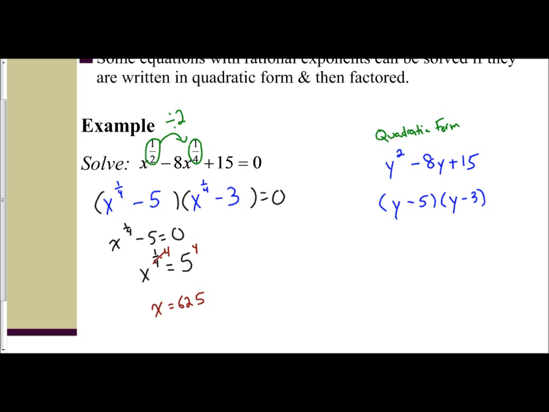Same idea here. Set x to the 1/4 minus 3 equal to 0. So x to the 1/4 equals 3. To cancel out a 1/4 power, you raise it to the 4th power. And that gives you 3 to the 4th power, which is 81. And so those are my answers. x equals 625 and x equals 81.